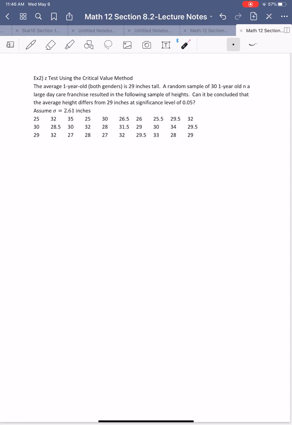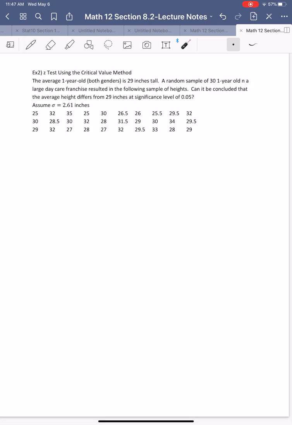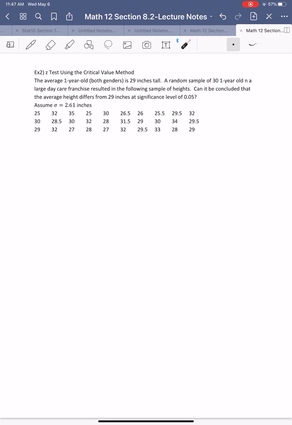All right, on the next page, we have some work to do, okay? So let's read the question first. The average 1-year-old of both genders is 29 inches tall. A random sample of 30 one-year-olds from a large daycare franchise results in the following sample of heights. Can it be concluded that the average height differs from 29 inches at a significance level of 0.05?